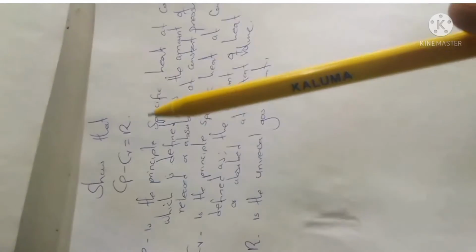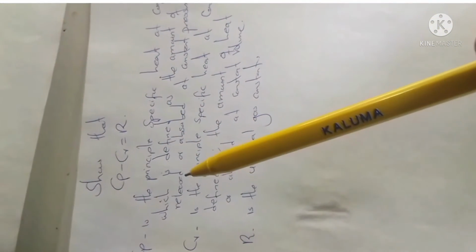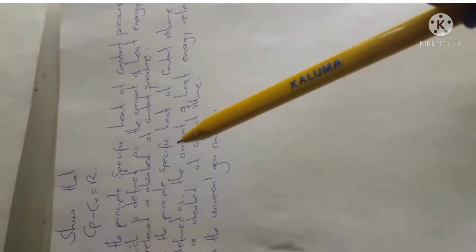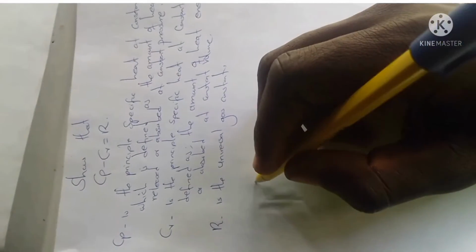But to show that Cp minus Cv is equal to R, first of all, let's see what Cp, Cv and R are. Cp is the principal specific heat at constant pressure, which is defined as the amount of heat released or absorbed at constant pressure. Cv is the principal specific heat at constant volume, defined as the amount of heat released or absorbed at constant volume, and R is the universal gas constant.